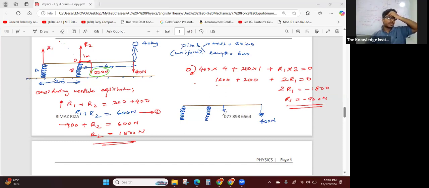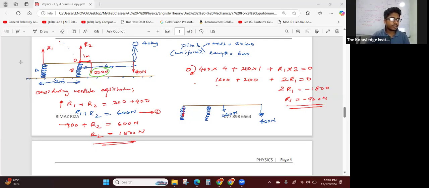So what happens? Now imagine this. If I push here downward, this side will tend to move up. Now this is a rigid body, right? If I apply a force, this end tends to move up. To avoid that, the spring will hold this. The spring is pulling downward. So the force here will be downward, R1 will be downward. That's why you got R1 negative.